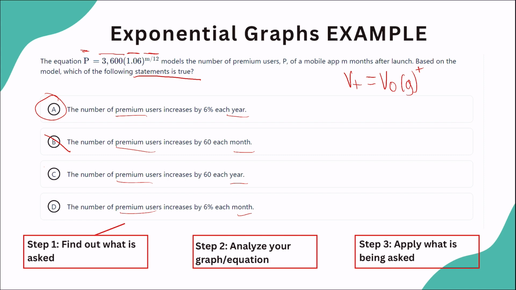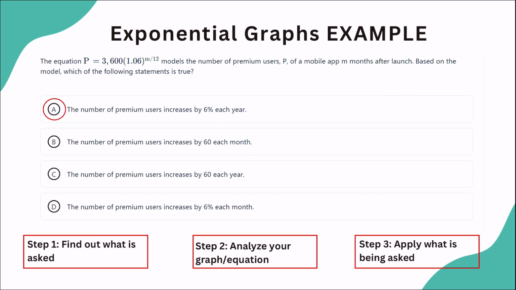C, the number of premium users increases by 60 each year. Again, we have exponential growth, and so it's not going to be the same amount of increase every year. Looks wrong to me. D, the number of premium users increases 6% per month. Now that would be right if we didn't have this divided by 12, but we do have it divided by 12, so that shows me that it only increases by 6% every 12 months, and so D is incorrect too. As we can see, A is correct.